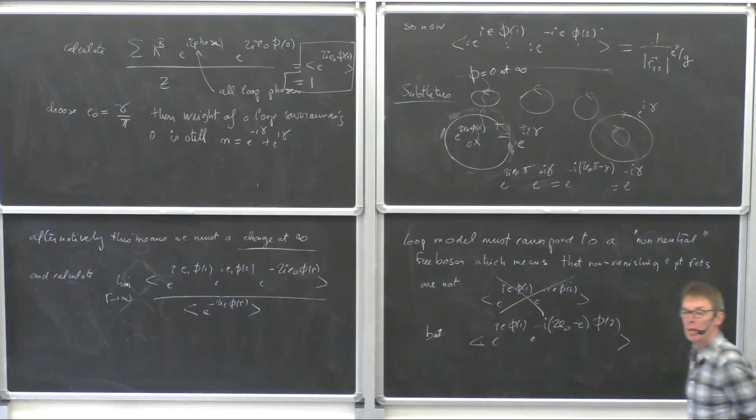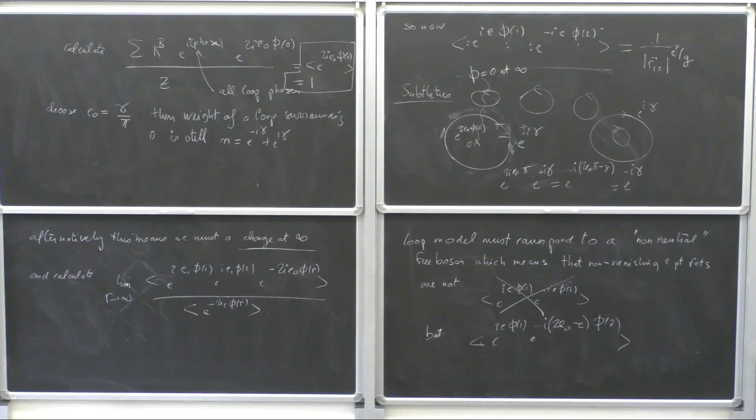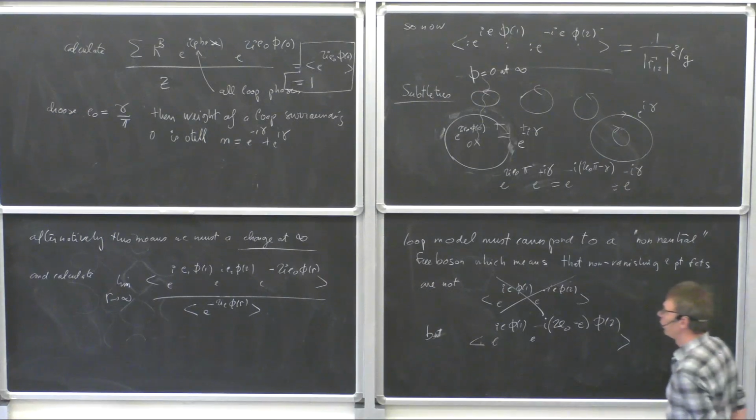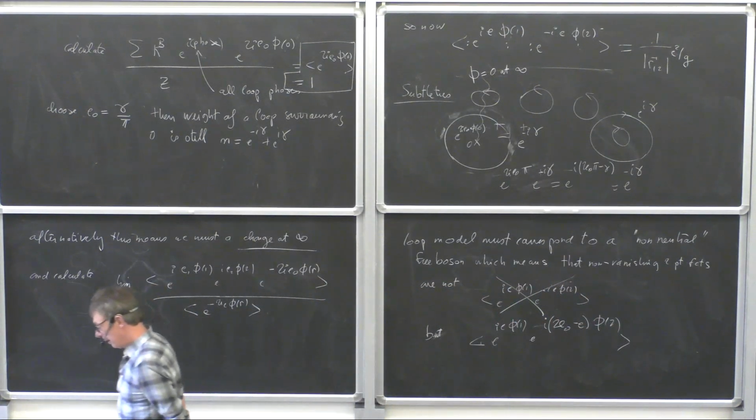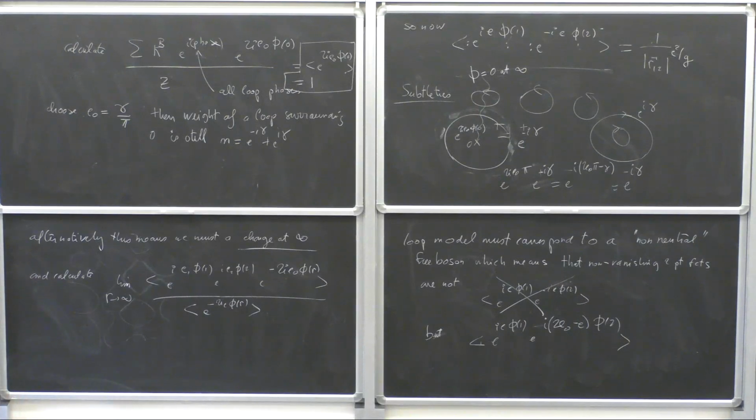Okay, so we want to focus only on configurations where the total charge E1 plus E2 is equal to 2 E0. This is tricky because there may not always be an infinity, yes?